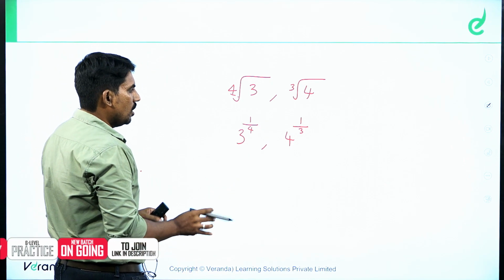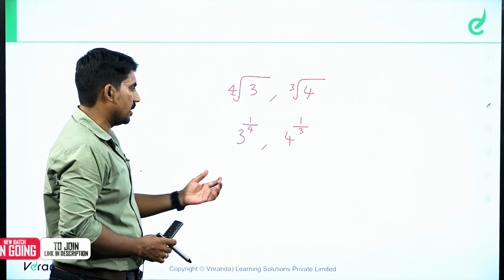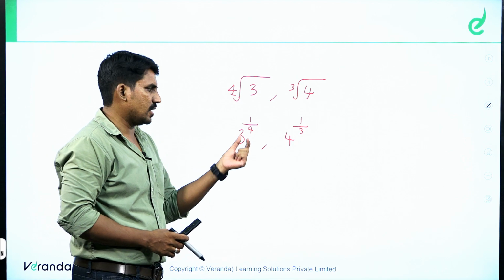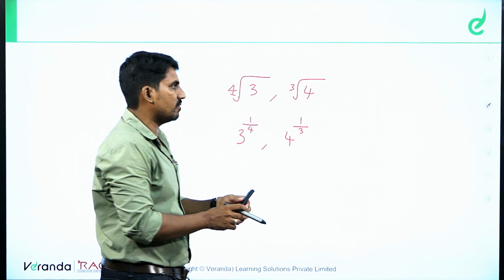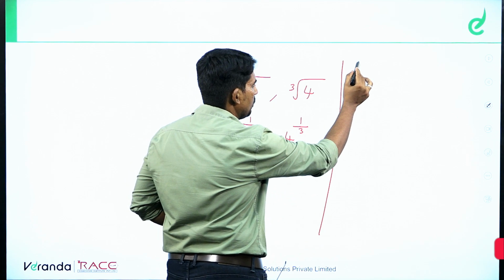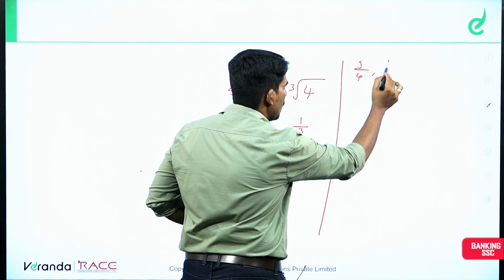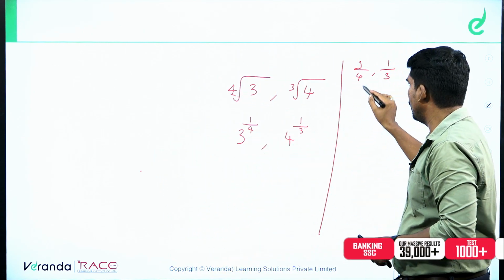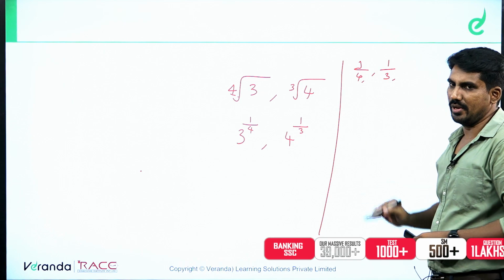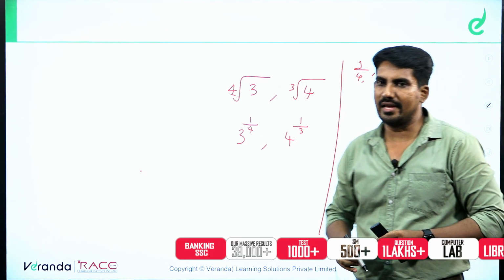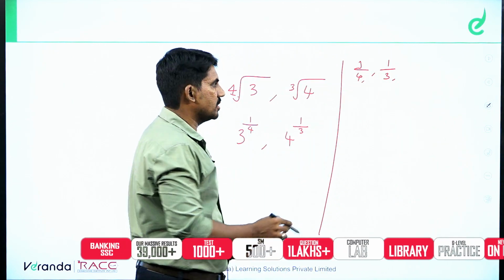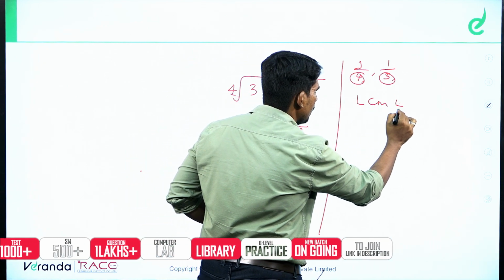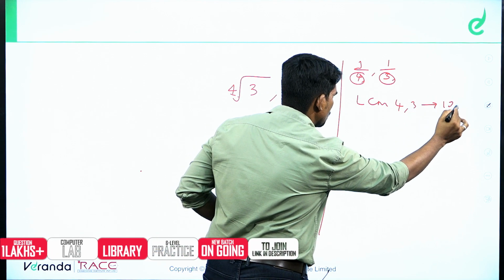Yes. Now what is the technique? What is the shortcut? We have to make the power the same. For that, look at the denominator portion in the powers. The powers are 1 by 4, comma 1 by 3. See the denominator alone: 4 is the denominator, 3 is the denominator. For these denominators, take the LCM. What is the LCM of 4 and 3? LCM of 4 and 3 is nothing but 12.